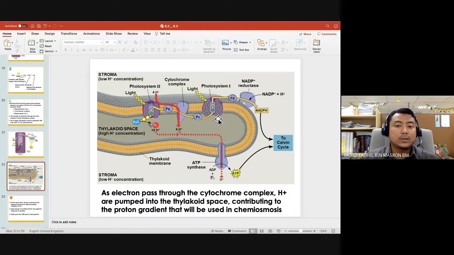So if I tell you this is photosystem 2, we know the reaction center is P680, and by saying that as well, we know the photon of light that is best absorbed is at a wavelength of 680 nanometer tadi. Okay, so for photosystem 1 is 700.